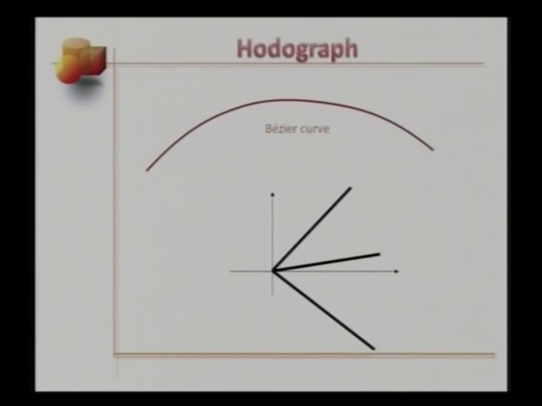I show here only one of the cases, rather one of the many cases. I coincide the tails of all these free vectors at the origin of the coordinate system. The tips here will lie on this green curve, which is the hodograph. In any other case, I could have moved these three vectors anywhere else I would have wanted. What am I suggesting? That this green curve, the hodograph, is not unique.